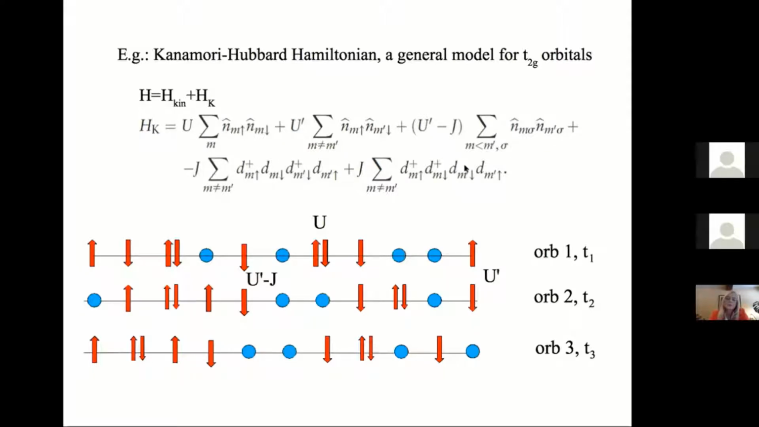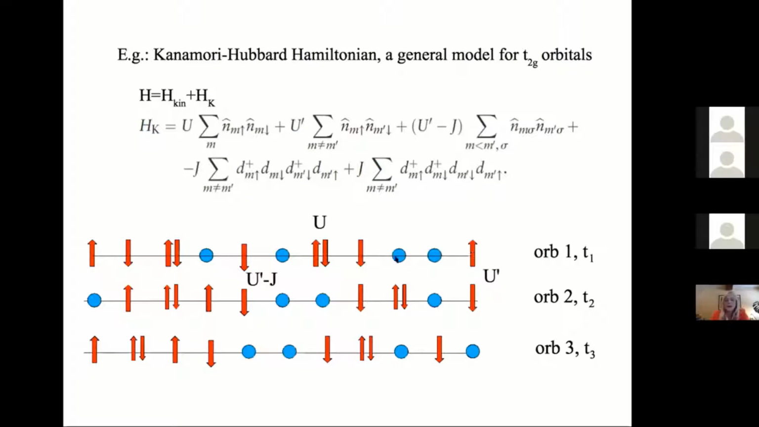This J has two terms in this model. For example, it has a spin-flip term here between different orbitals, and it also has a pair-hopping term between the orbitals. Here there's a sketch. Of course, it's not one-dimensional. It can be two- or three-dimensional. Here we have three orbitals.